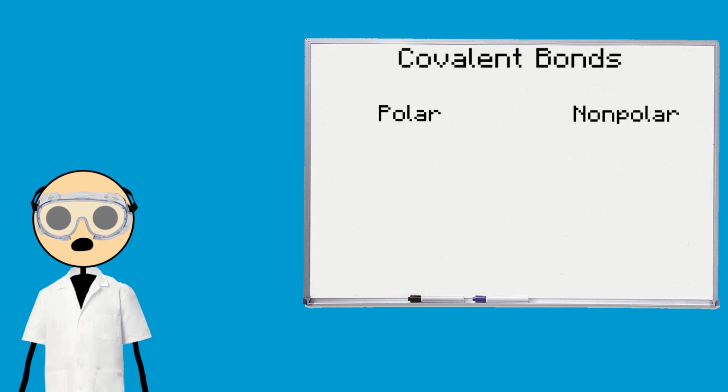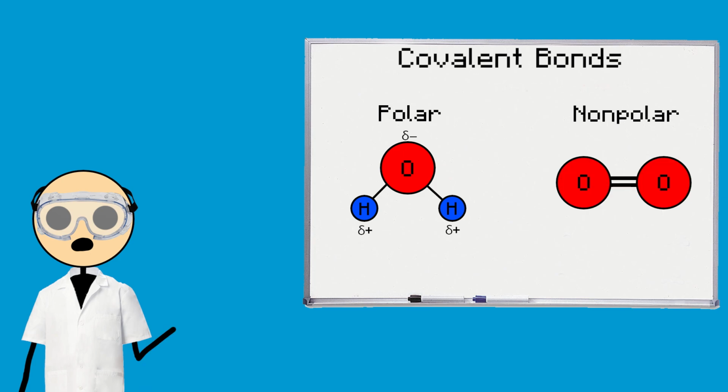In polar covalent bonds, electrons are shared unequally. For example, in water, oxygen has a stronger pull on electrons, creating partial charges. Nonpolar covalent bonds, on the other hand, share electrons equally, like this oxygen molecule.